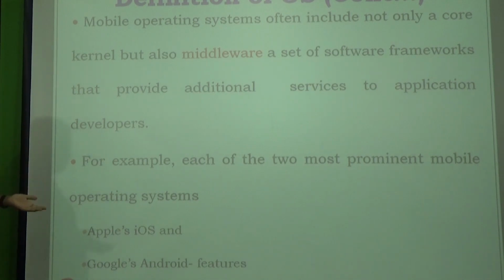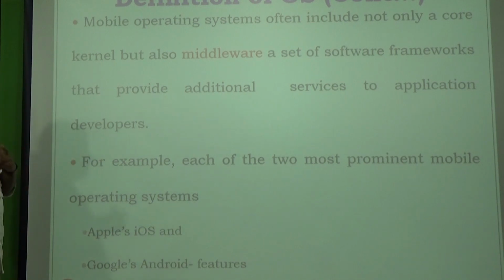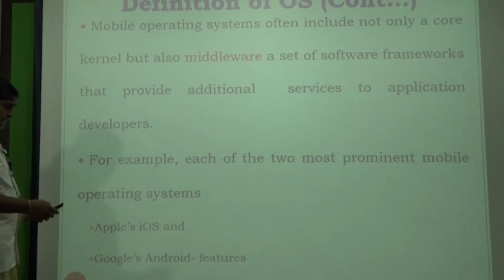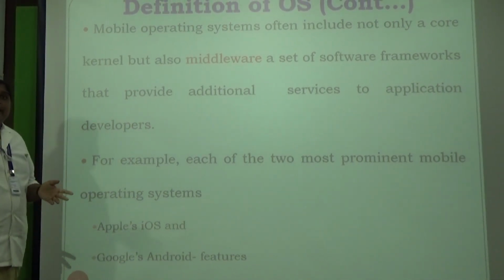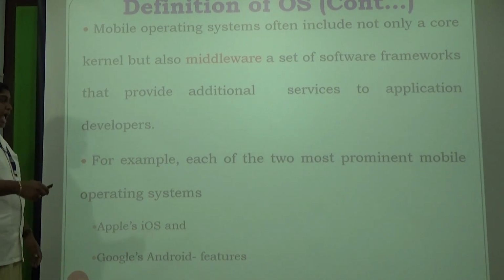Next, for example, we have a large number of operating systems, right? Like the two most prominent OS: one is Apple iOS and the other one is Google Android. It has more features and more adaptable things. More features can be adopted in Google Android.